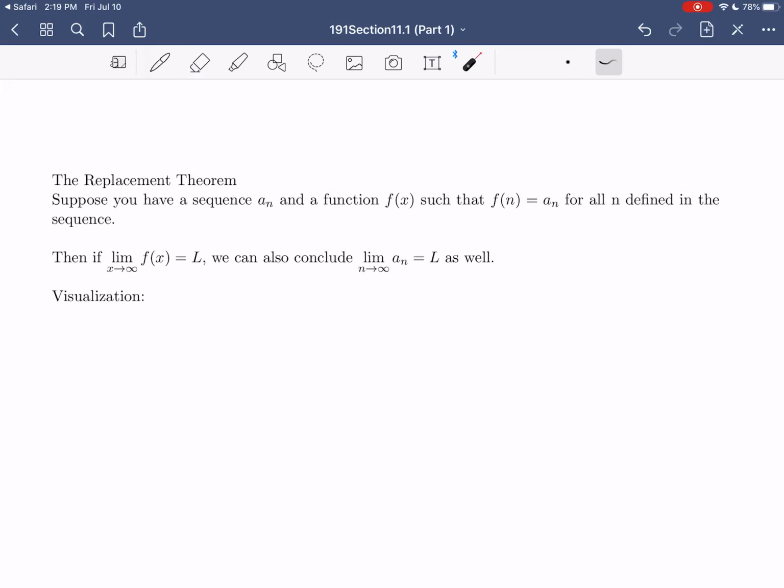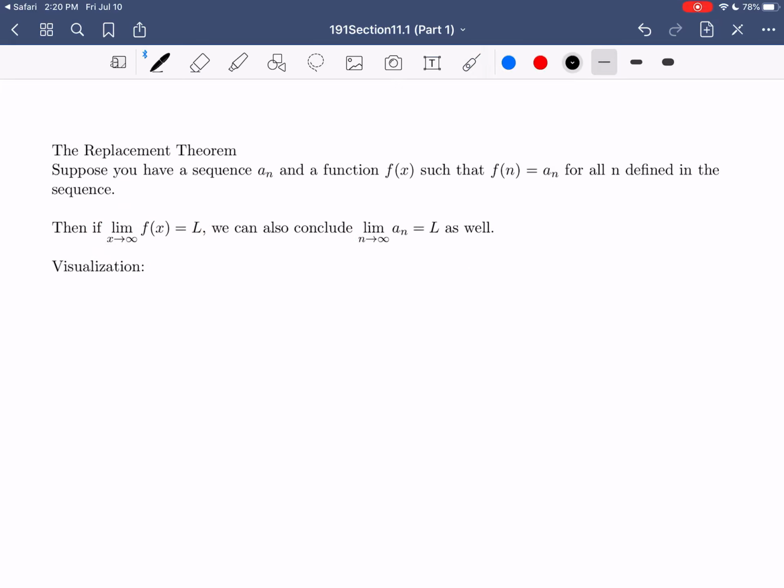And the replacement theorem basically is stated as follows. Suppose you have a sequence a sub n, and suppose you have a function f of x. So a sub n is a sequence, and f of x is a function, such that that function matches the sequence for all n defined in the sequence. So in other words, you have a function that matches your sequence for all the whole number values. Then, if the limit as x goes to infinity of the function is L, then you can also conclude that the limit of the sequence goes to L. So in other words, if the function converges, so does the sequence.